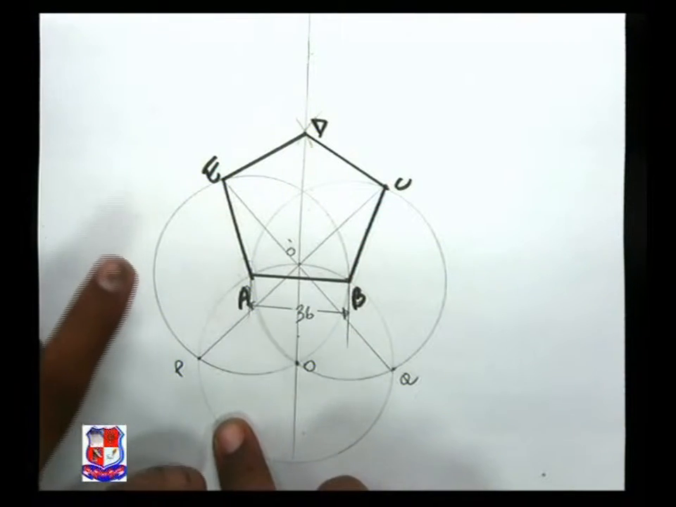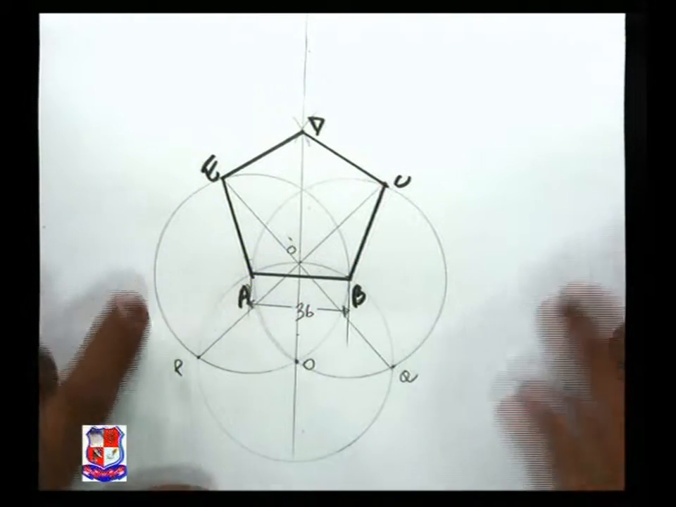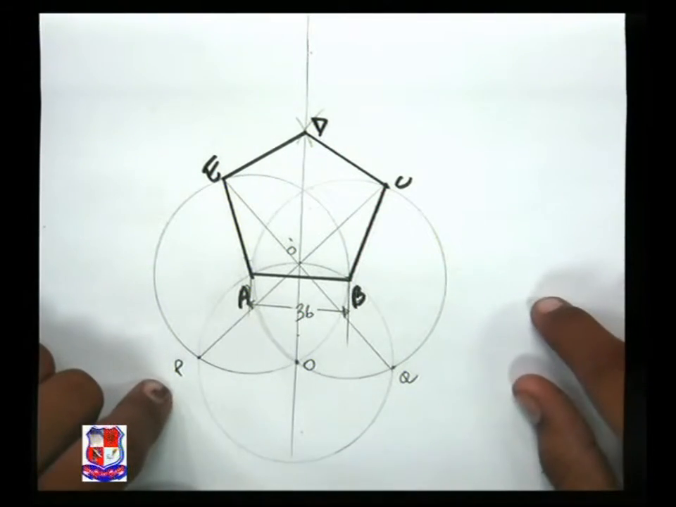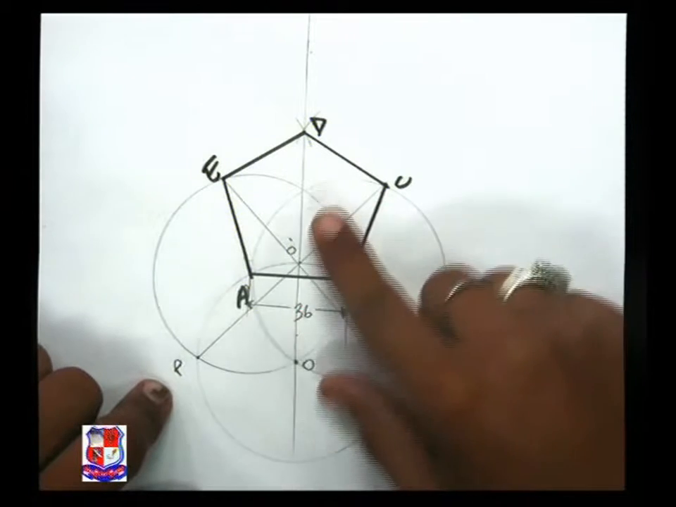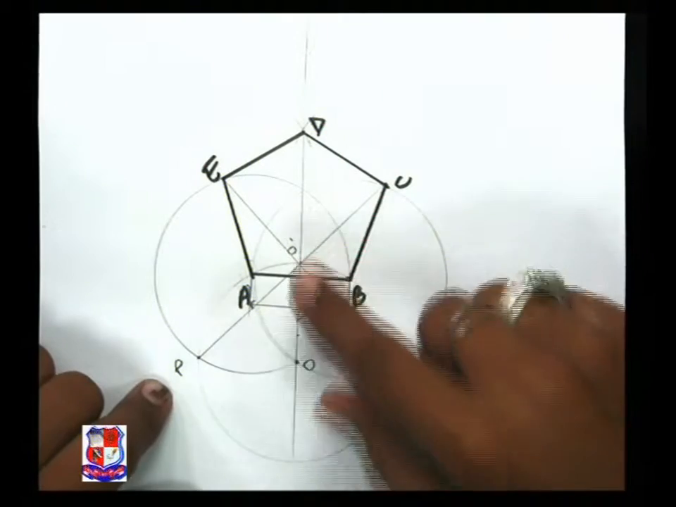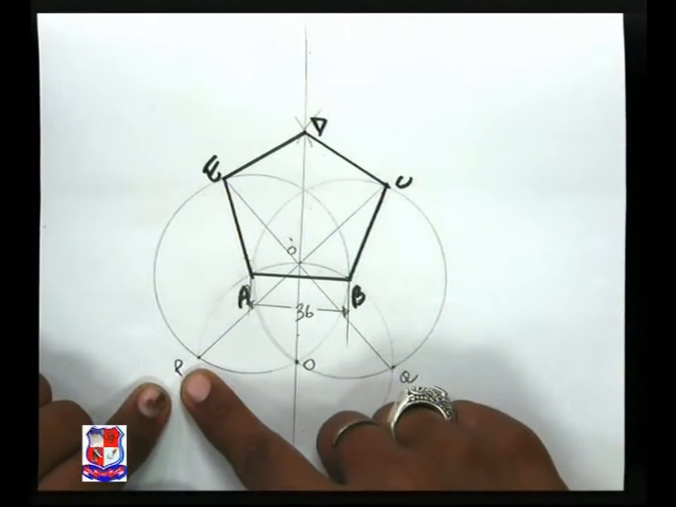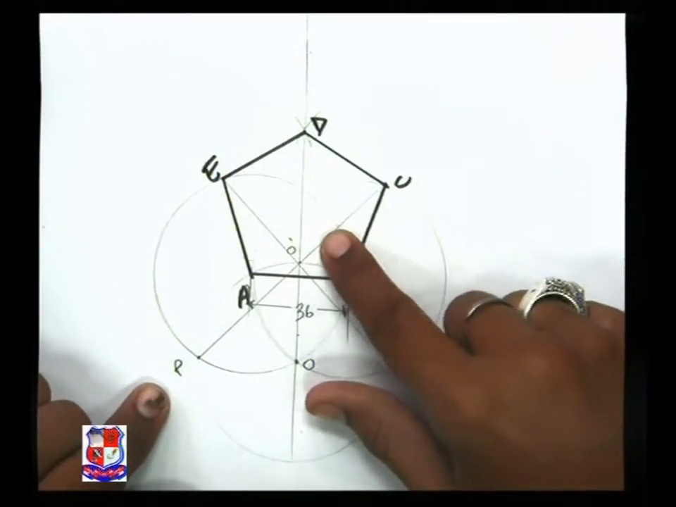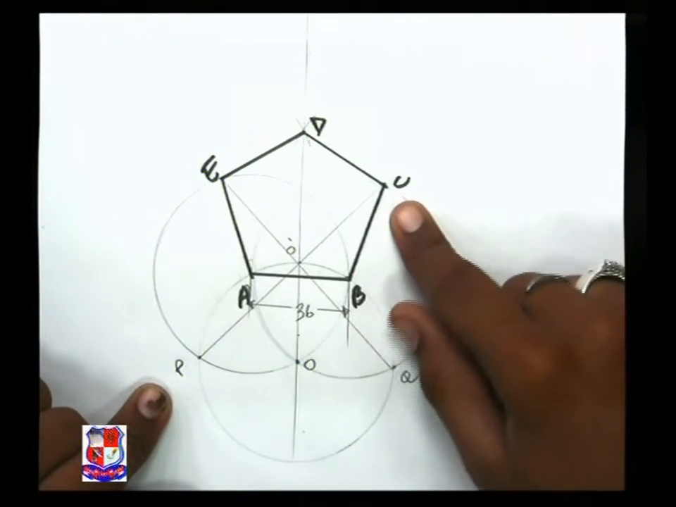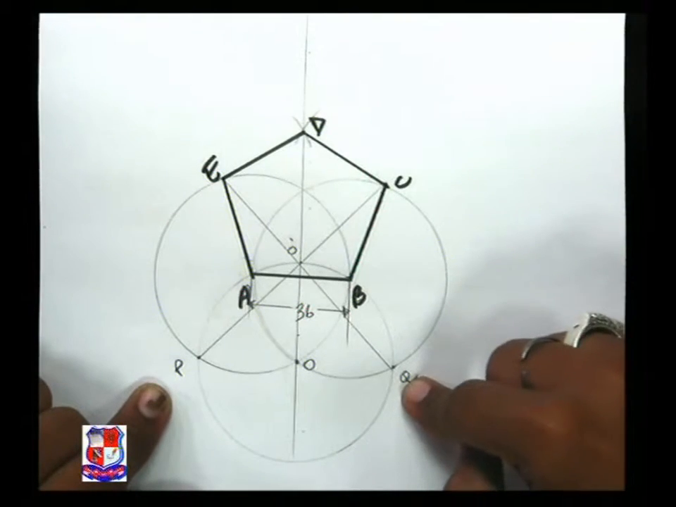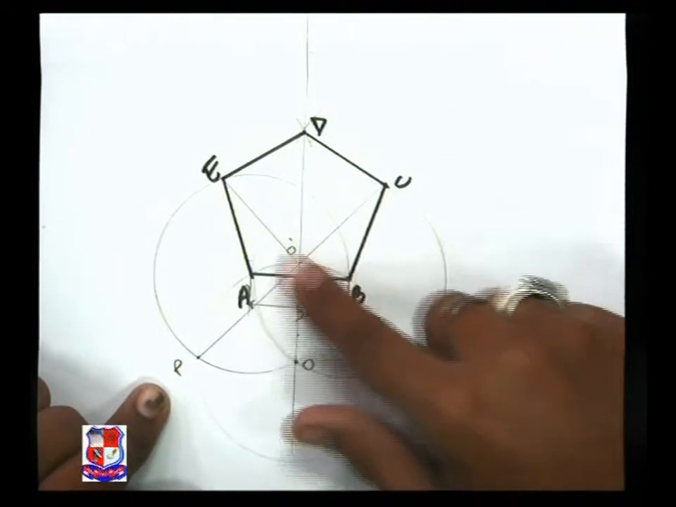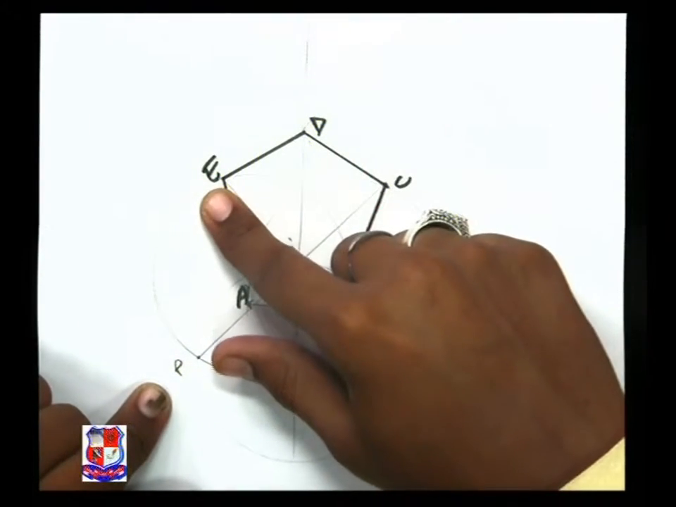Where it intersects with the first and second circles, we name the points P and Q respectively. And where this circle intersects with the bisector line, we have named it point O dash. Joining P to O dash and extending it to the next circle, we get point C. In the same way on the other side, connecting Q to O dash and extending it, we get point E.